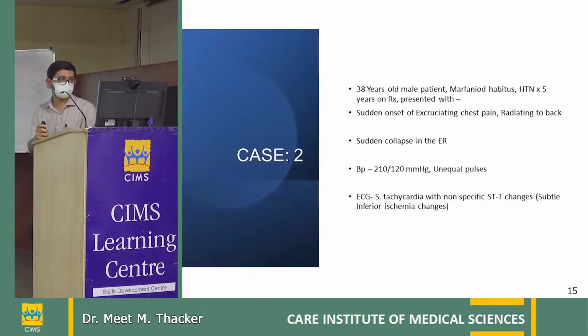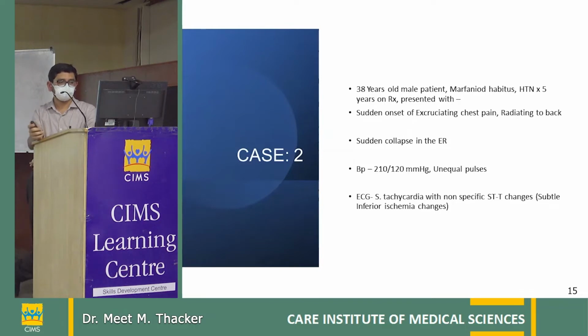Coming to the second case, he's a 38-year-old male patient with a marfanoid habitus, hypertensive since 5 years on treatment. He presented with acute onset chest pain, which was radiating to the back. After coming to the ER, he suddenly collapsed. On examination, BP was 210 by 120 millimeters of mercury with unequal pulses.